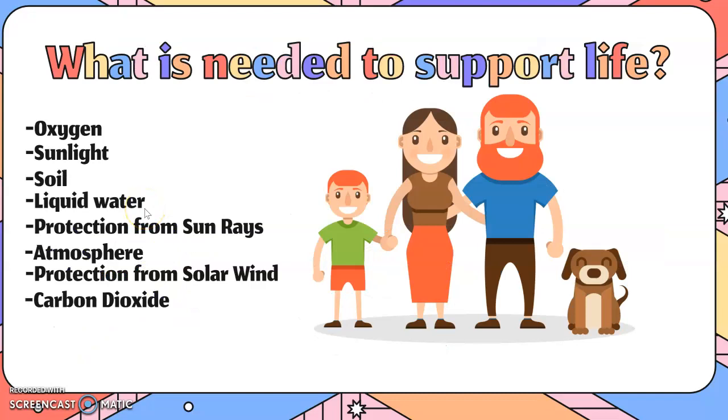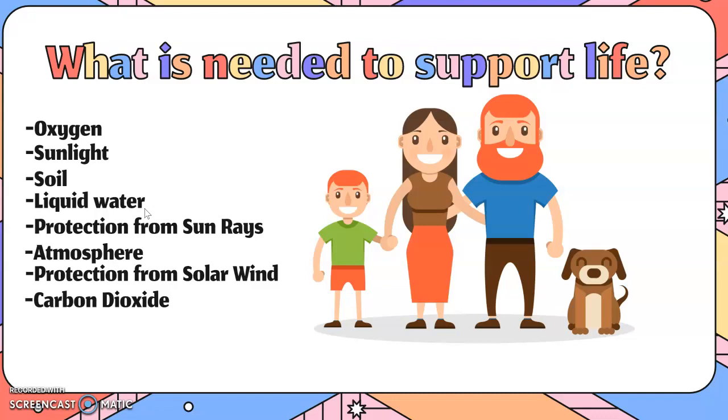First, let's discuss what is needed to support human life. I wrote a list here. It says liquid water, oxygen, soil, sunlight, protection from sun rays, the atmosphere, protection from solar wind, and carbon dioxide. So let's break that down.